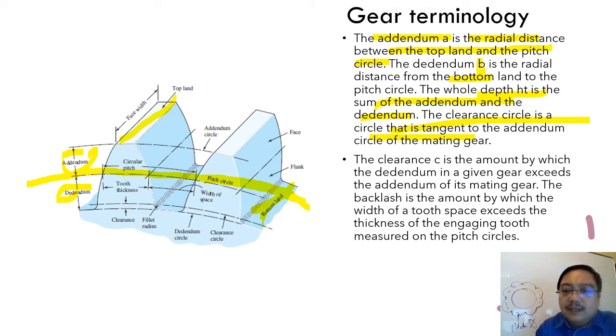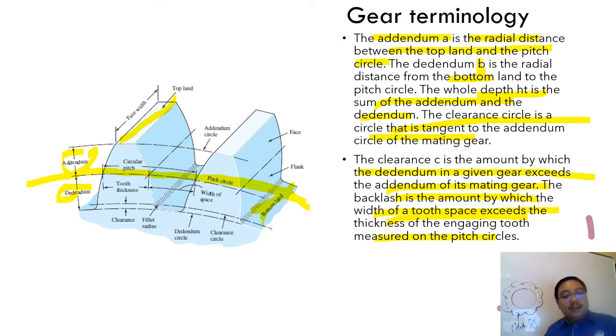Okay, the clearance is the amount by which the dedendum in a given circle exceeds the addendum of its mating gear. The backlash is the amount by which the width of the tooth space exceeds the thickness of the engaging tooth, measured on the pitch circle. What is a clearance? Everything must have clearance, to allow some space.